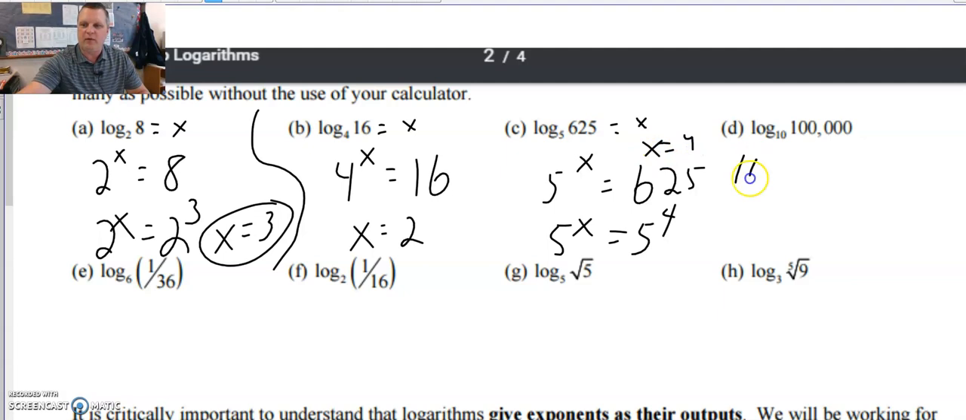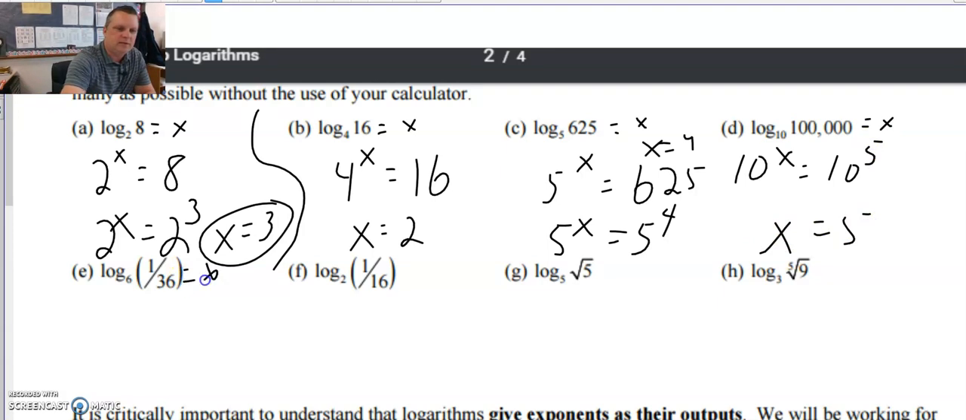Same thing here. What do we have? 10, you set it equal to x. 10 to the x equals 10 to the fifth power. x equals 5.